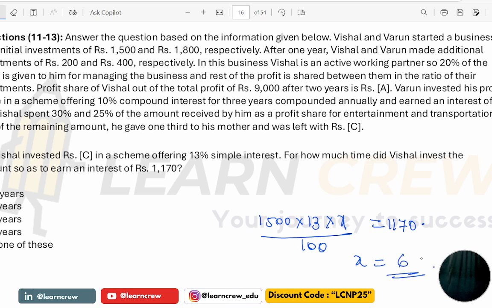X is equal to how much? 6 is the answer. Am I correct? Yes or no? X is equal to 6. So the answer is 6 years.